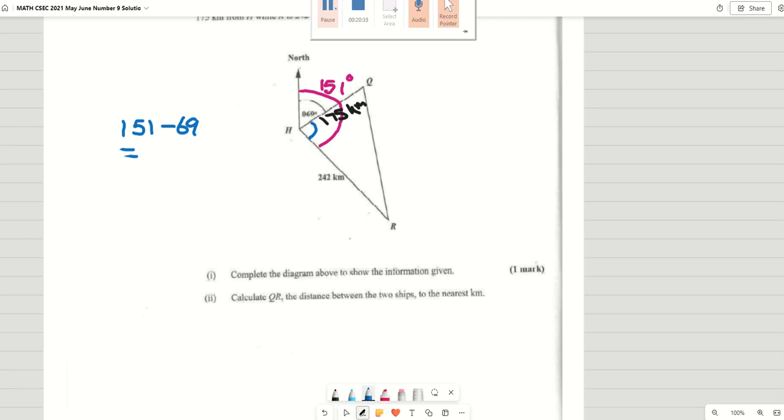So that's 82. Now we have two sides and the included angle, and you want to find the side opposite that angle. So you'll ask yourself, with those conditions, which one am I going to use? Am I going to use sine rule, or am I going to use cosine rule? We are going to use cosine rule.